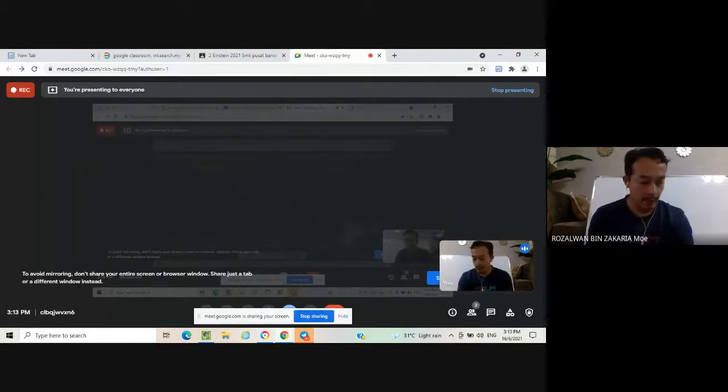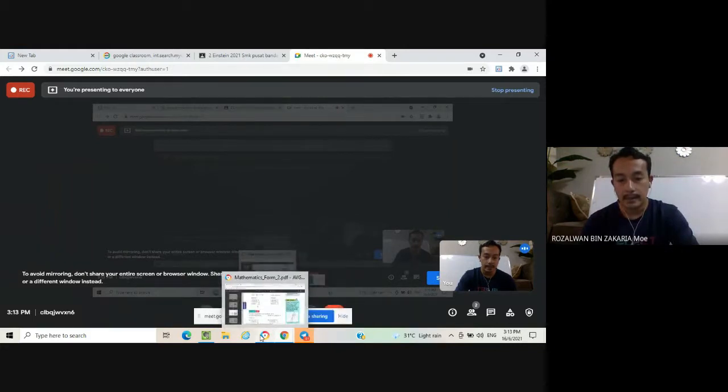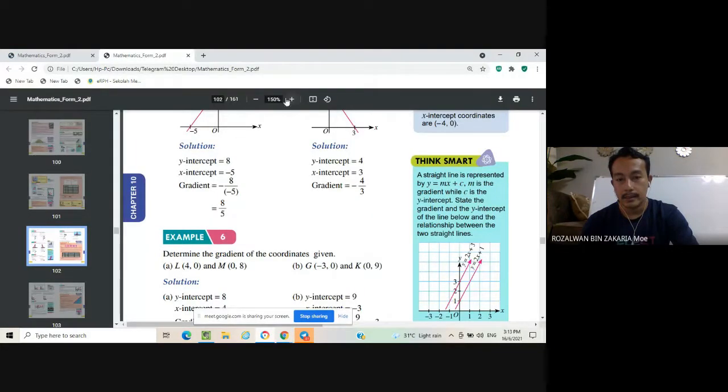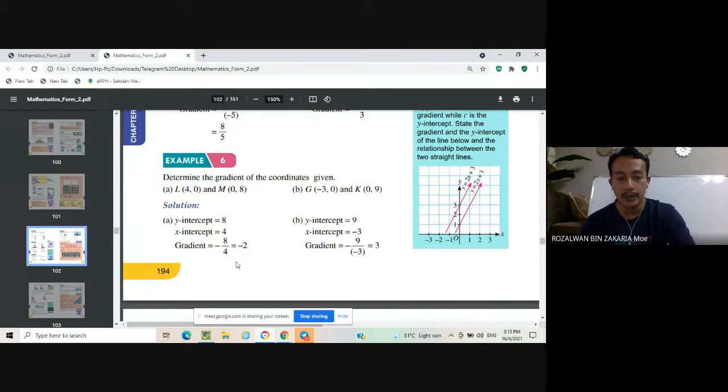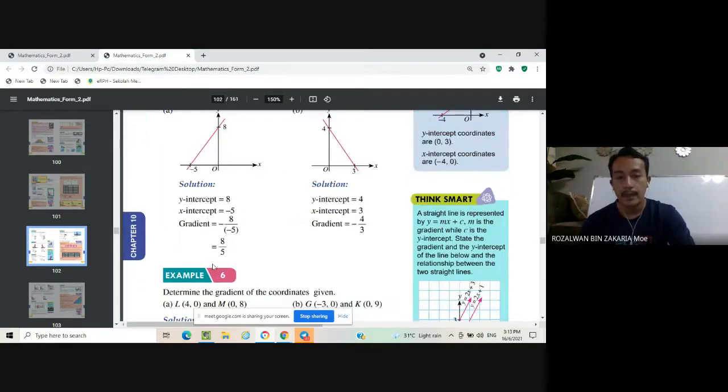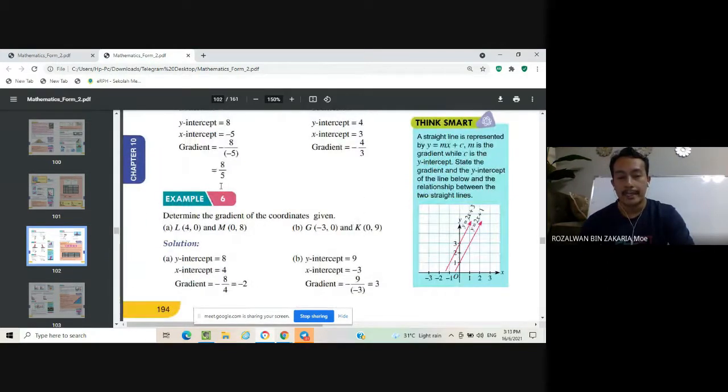Okay, for maths lesson today, we continue our lesson. Look at this one. We are going to continue our lesson. Please, if you have a maths textbook, open to page 194. Look at this example 6.